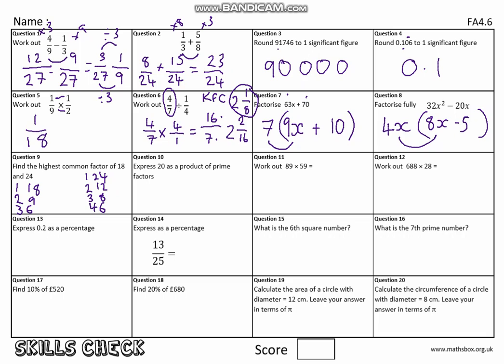So then you've got to have a look at them and ask yourself what's the highest number that appears in both of them, and in this case it would be the number 6. So the number 6 would be your highest common factor between those two.